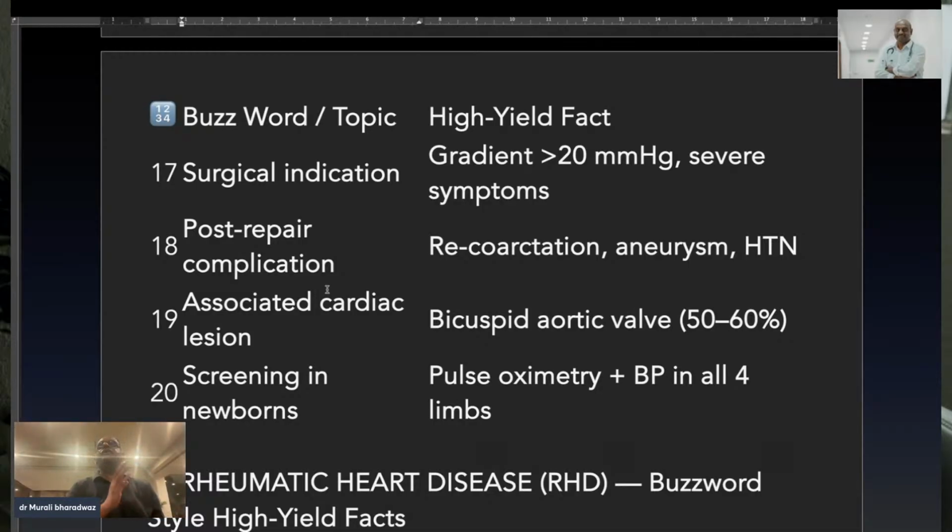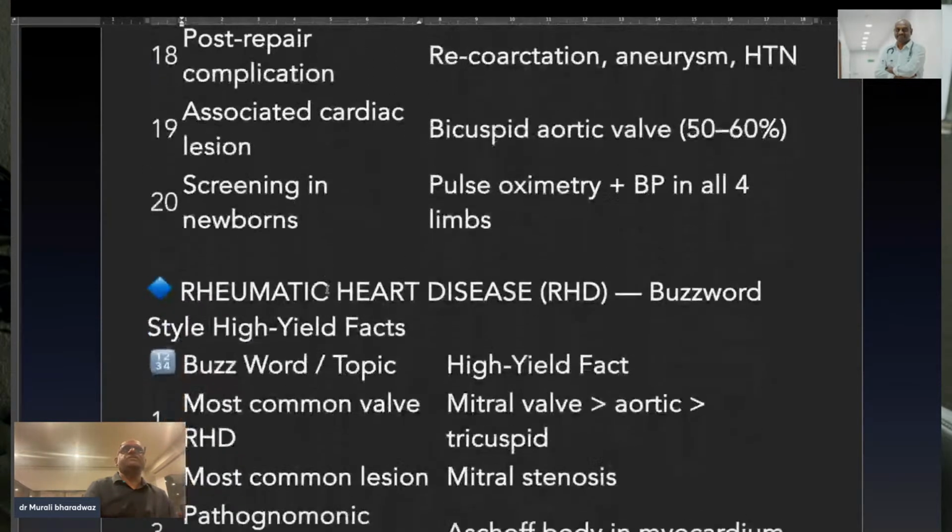And often coarctation can be associated with a bicuspid aortic valve. So Turner syndrome, bicuspid aortic valve, don't forget. And how do you screen in a newborn baby? You do pulse oximetry and BP in all 4 limbs, so that a lower BP in the lower limbs is an indication of the presence of coarctation. Clear? 3 minutes. Very good.